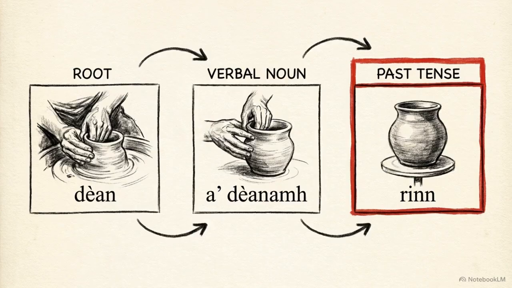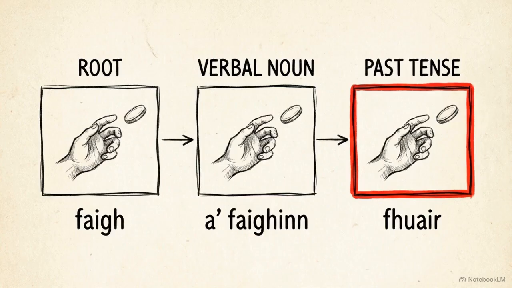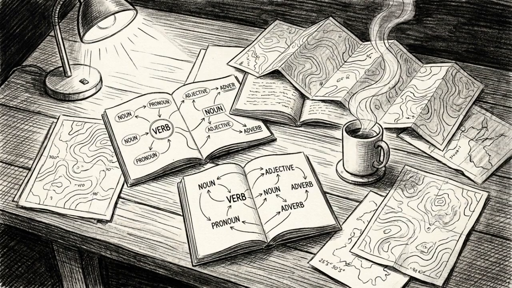The family for do or make consists of the root dan, the verbal noun, a dayanum, and the past tense, rin. For the verb say, we map the root a buyer and the verbal noun, a grach, to the past tense, thuirt. The sequence for get or find connects the root feig and the verbal noun, a fiking, to the past tense, thuirt. Finally, the family for give or take begins with the root thor, uses the verbal noun, a tort, and finishes with the past tense, thug. Knowing these 8 past tense forms allows you to describe the most common actions found in Gaelic narrative.